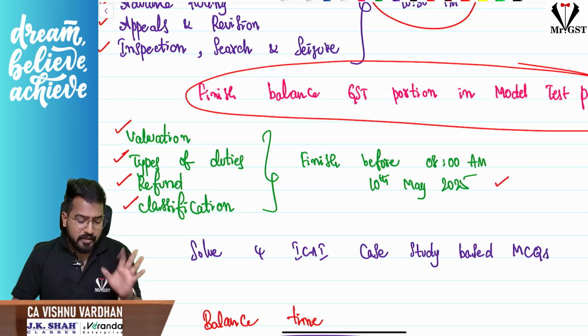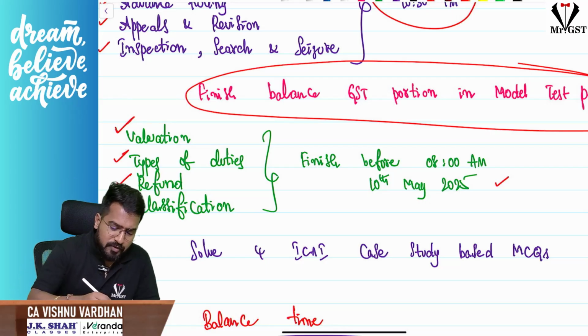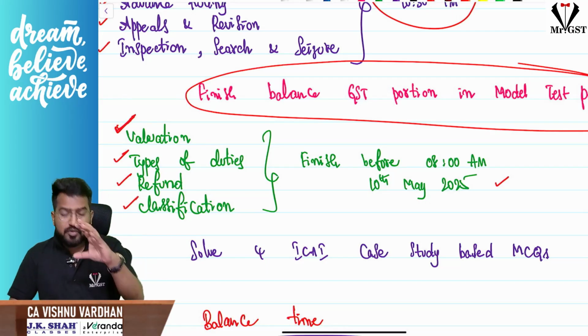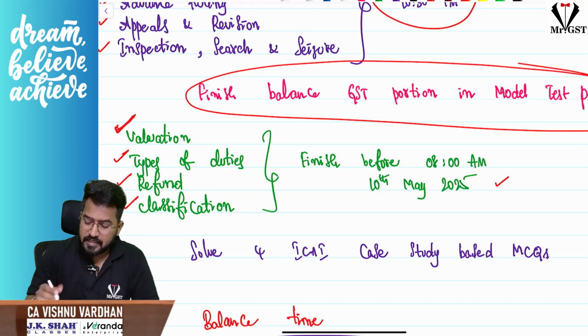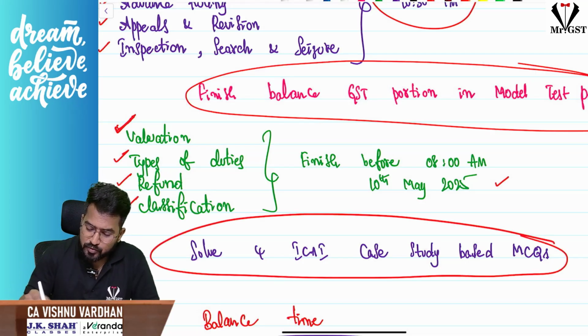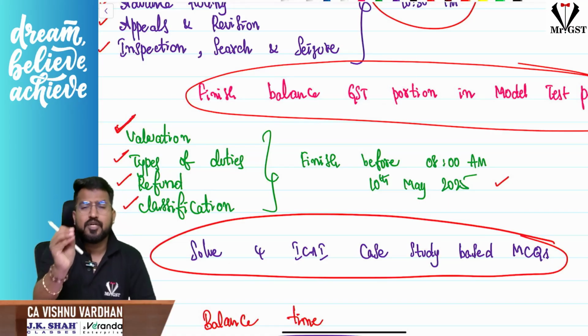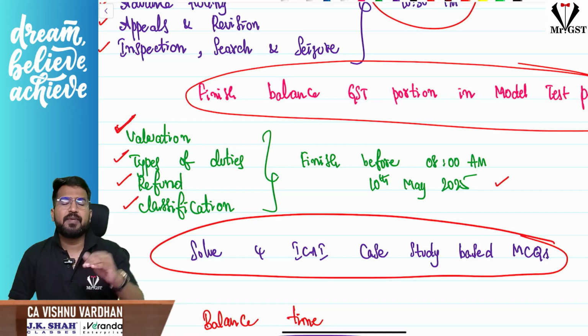Okay. And this valuation, definitely one problem will be there in the exam. So please be careful. So all these things, be thorough by 8 a.m. in the morning. Now, any 4 ICA case study based MCQs, you try to solve them. Okay. That may take you hardly 1 hour or 1.5 hours. No problem. Finish it off.